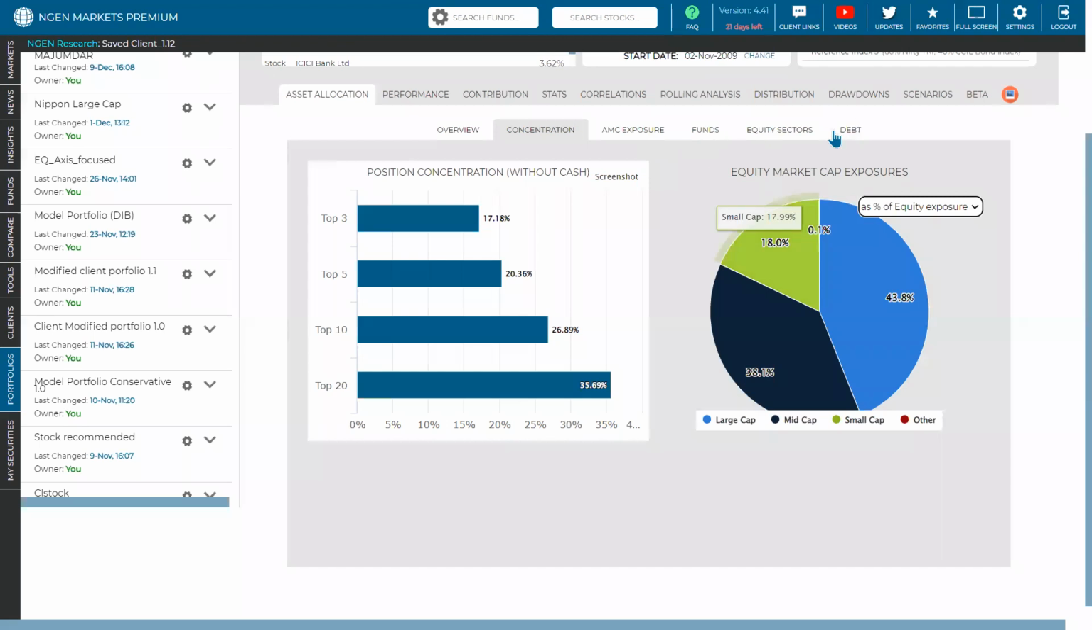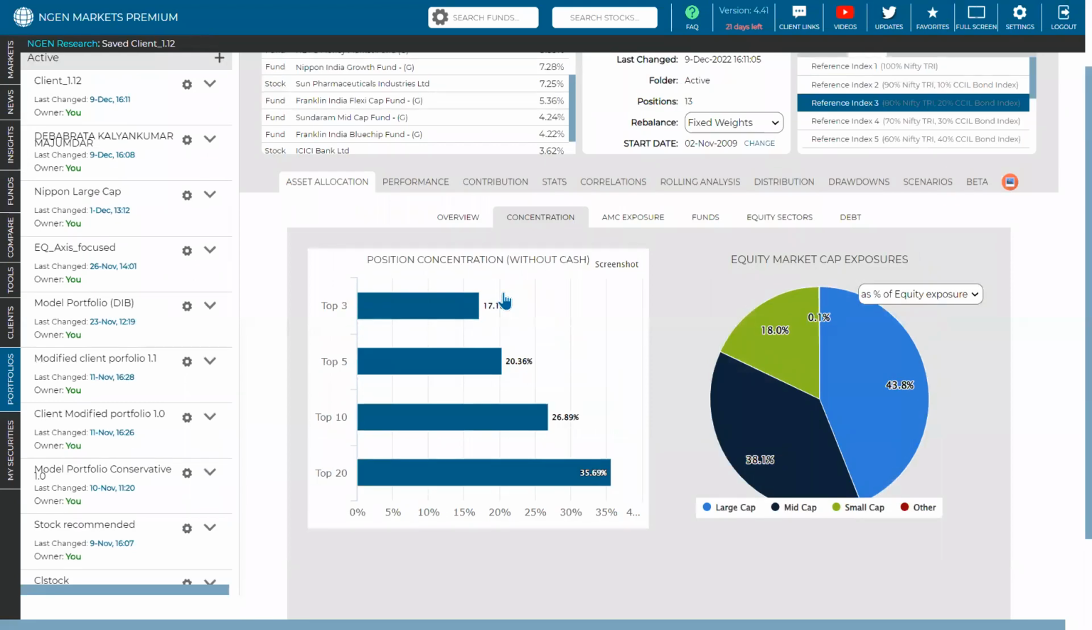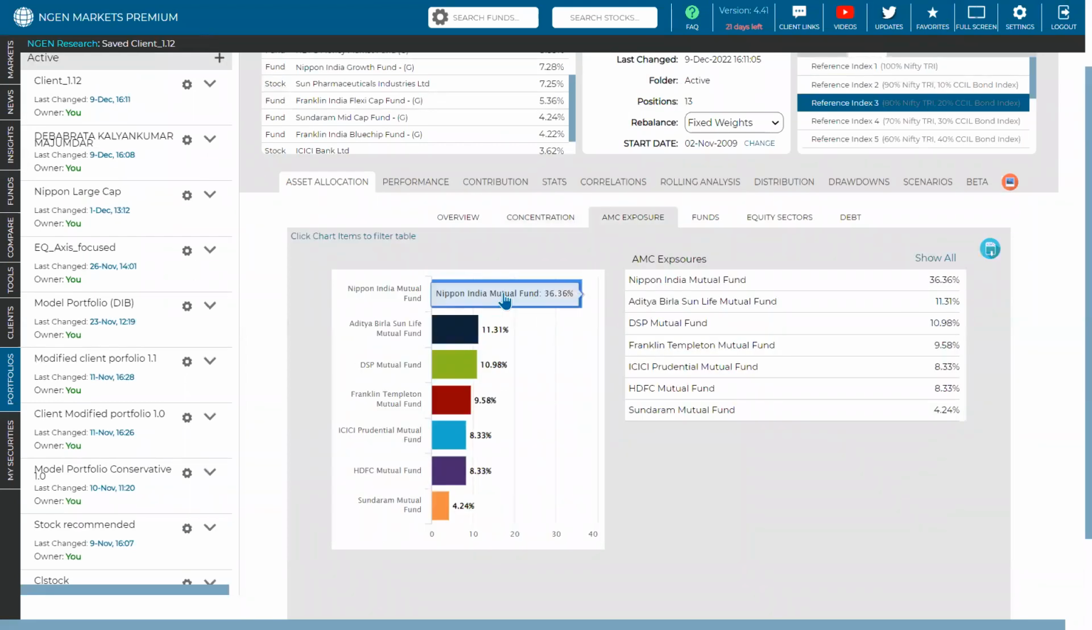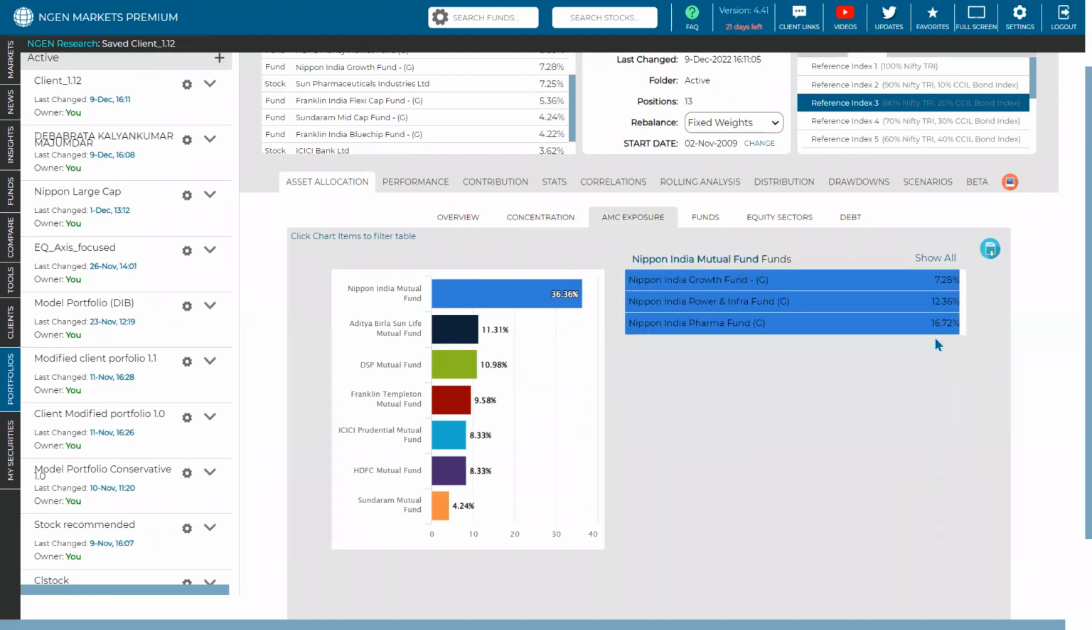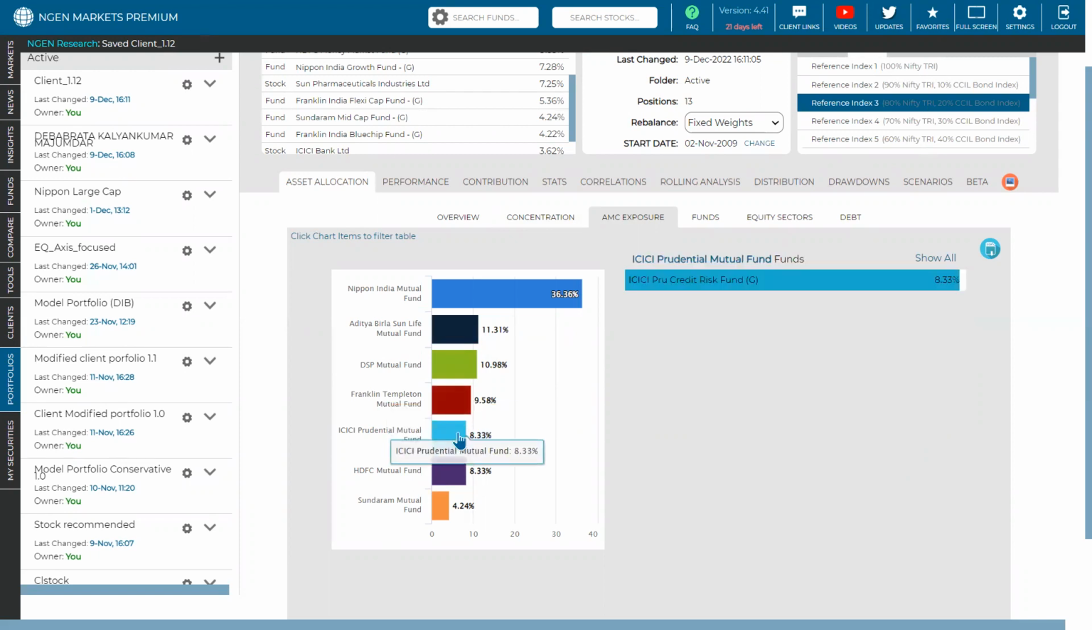Then we have four more buttons, like AMC exposure, which lets us understand whether we are inclined towards one AMC or not. For an example, in Nippon India Mutual Fund, we have three funds, so we have too much inclination towards it as an AMC, as an exposure. So you can take a look towards these exposures just by clicking on it, and see which mutual funds are contributing to that exposure on an AMC level.